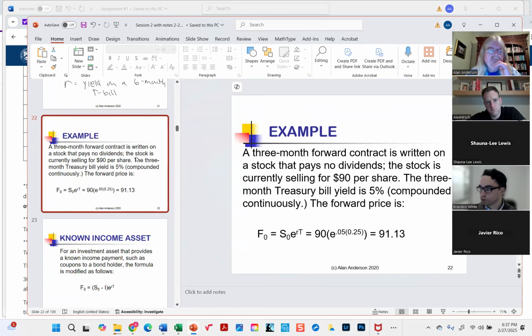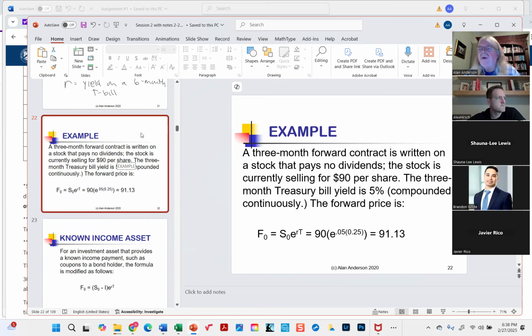So anyway, here's just another example. This is a 3-month forward contract on a stock that does not pay any dividends. Now, you probably know that many stocks in this day and age don't pay dividends. It used to be a common thing for people would buy stocks. One of the main reasons to own stocks was to get these dividends at every quarter. It's not such a big important thing anymore. Many companies don't bother with them.